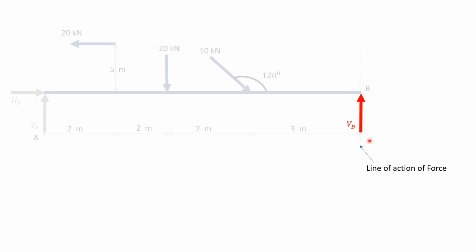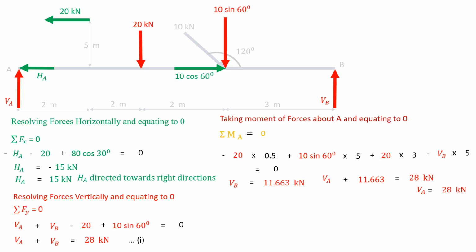Now this VB force will pass through line of action of force like this. It will have perpendicular distance about point A of 6 plus 3, 9 meters about point A. It rotates about point A anti-clockwise like this, and it will have moment about point A of VB into 9.